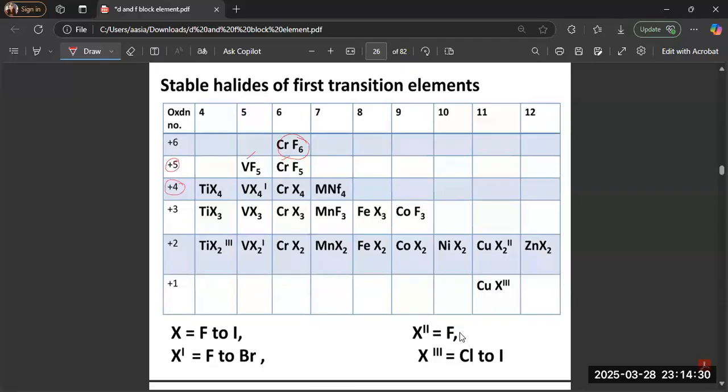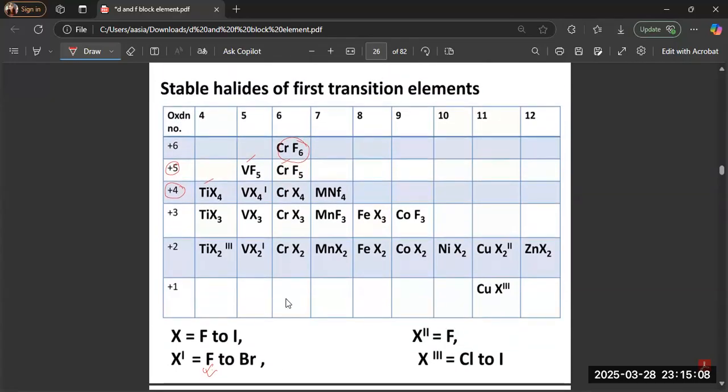For +4, it is MX4, and X could be fluorine, chlorine, bromine, iodine over here, right? And in the +4 oxidation state, VX4, and the 1 here is telling that it is only fluorine, chlorine, bromine, not iodine, right? So likewise, you can see this table to learn that stable halides of first transition metals are there.